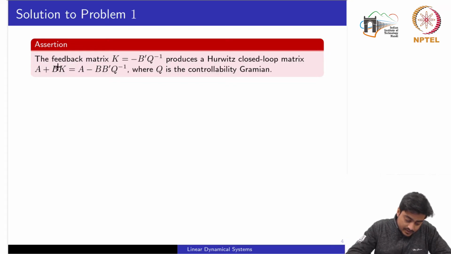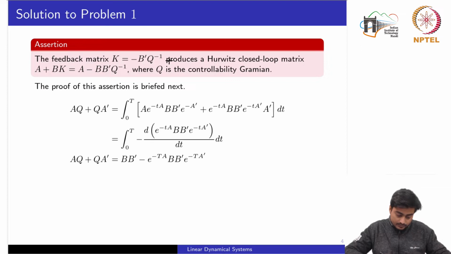The result says that the feedback matrix K given by minus B transpose Q inverse produces a Hurwitz closed loop matrix A plus BK, which is equivalent to this one if I substitute K from here to here, where Q is the controllability Gramian. In the controllability week, we had seen how to compute the controllability Gramian. Once we compute that Gramian, the B matrix is already known to us, so using this formula I can compute the state feedback gain. Let's see the proof of this.